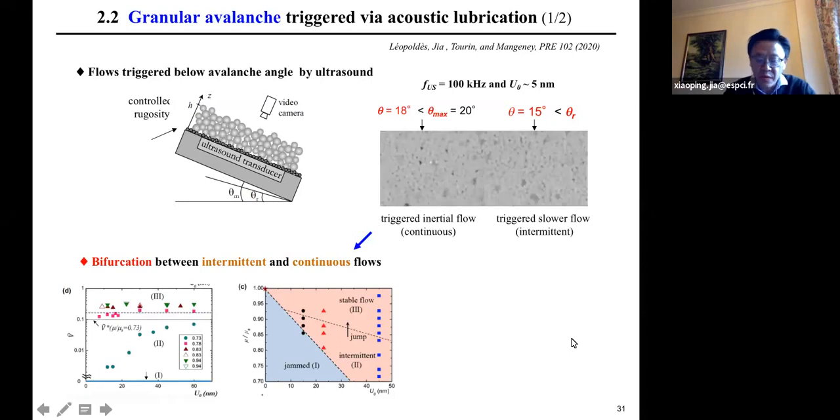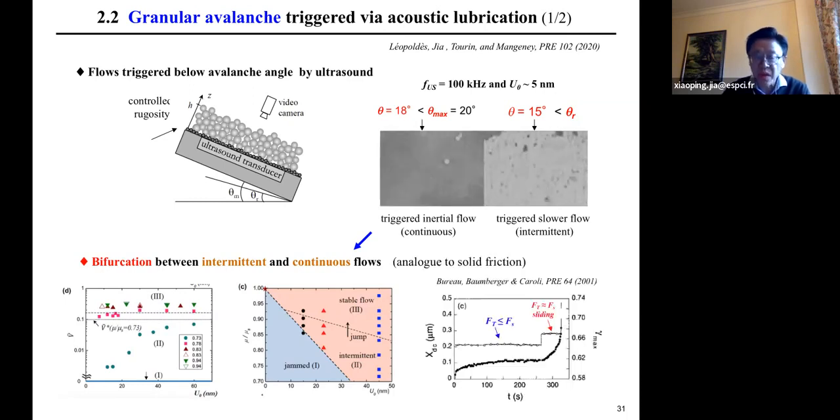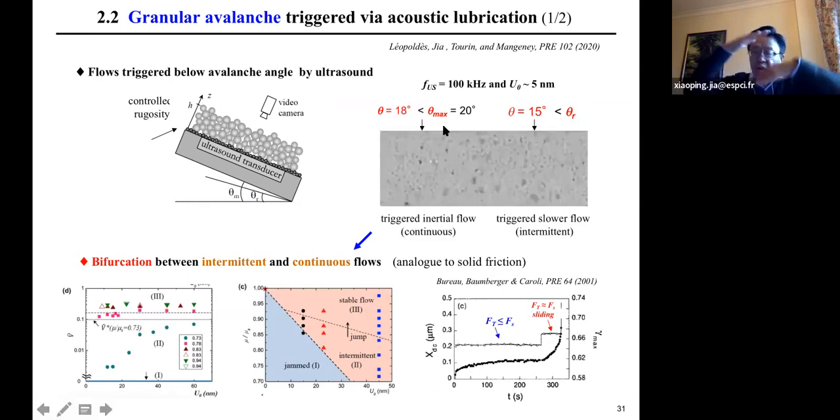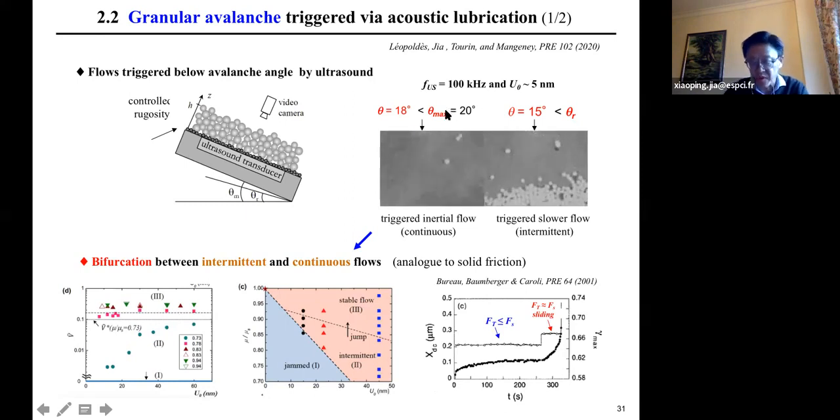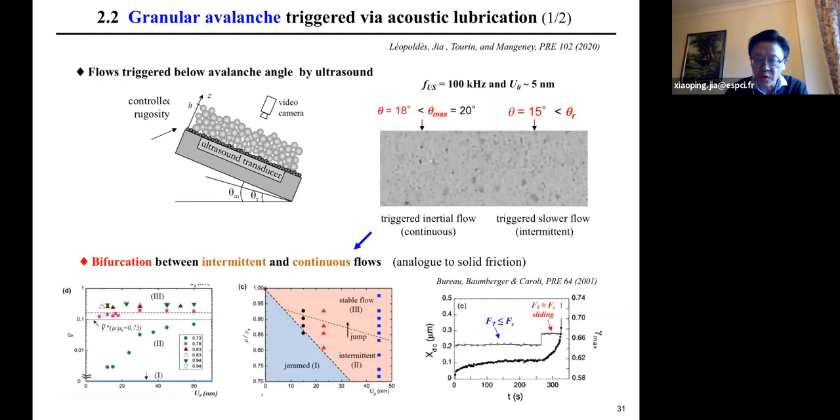We have, of course, extended these triggering experiments of the sliding to the granular avalanche, again triggered by this high-frequency ultrasound. Here is an example. We triggered with a very small amplitude, just about 5 nanometers. Note, however, when the inclination angle is slightly less than the avalanche angle, just say 2 degrees here, the ultrasound triggered a faster granular flow, which is independent of the ultrasound. In other words, if you initiate this flowing with just a very short ultrasound vibration, you cannot stop it. It will just go, as I show here. This flowing velocity is independent of the ultrasound amplitude.